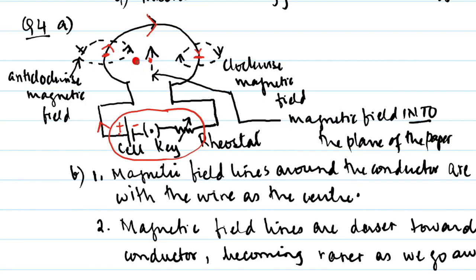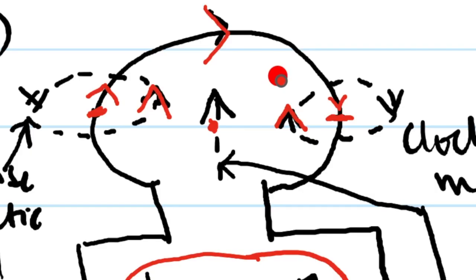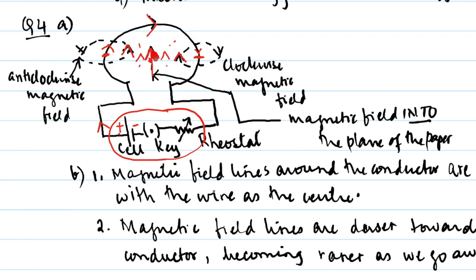And at the center you will see this magnetic field is going this way. So if we have one more, it would have gone this way, one more, it would have gone this way. So at the center it is going to be this way, the magnetic field into the plane of the paper. So I have shown this arrow, can you see that? And I've written magnetic field into the plane of the paper.